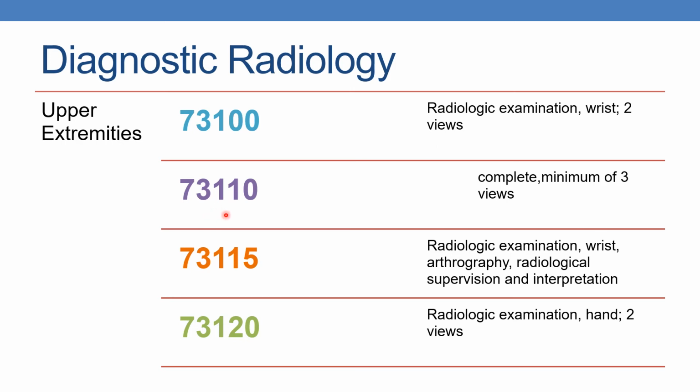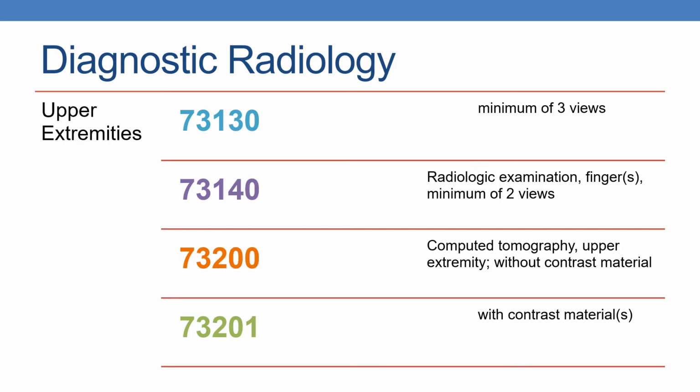The next is 73110, which is nothing but radiological examination wrist complete, minimum of 3 views. The next is 73115, radiological examination wrist, arthrography, radiological supervision and interpretation. The next is 73120, radiological examination hand, 2 views. The next is 73130, radiological examination hand, minimum of 3 views. The next is 73140, radiological examination finger, minimum of 2 views.